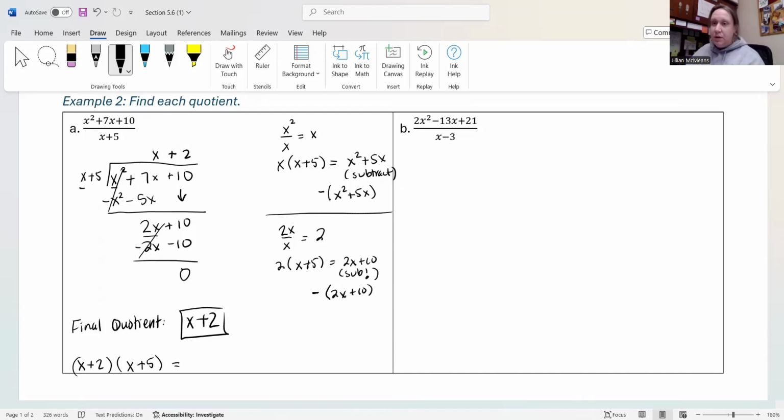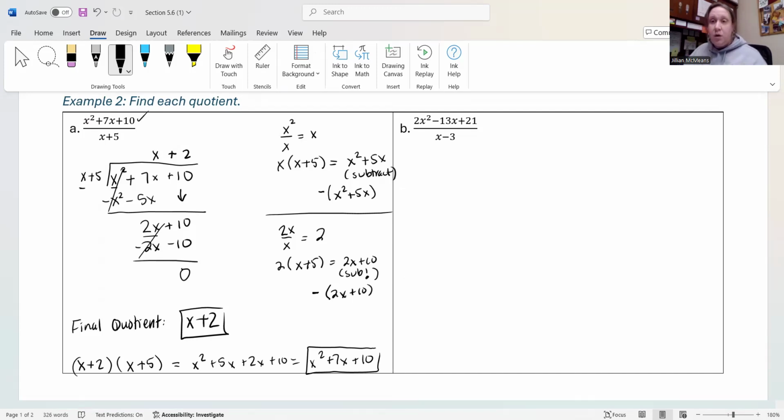I'm going to do this kind of quickly for the sake of time, but we get x times x, which is x squared. X times 5 is 5x. 2 times x is 2x. 2 times 5 is 10. And if we simplify, we get x squared plus 7x plus 10. And if you look at this, that is exactly our dividend. So you can check your answers here.